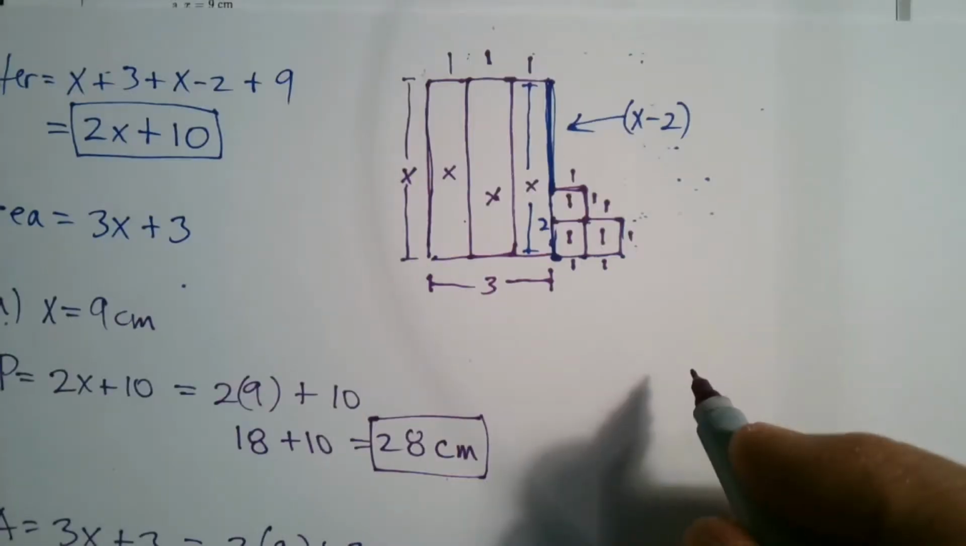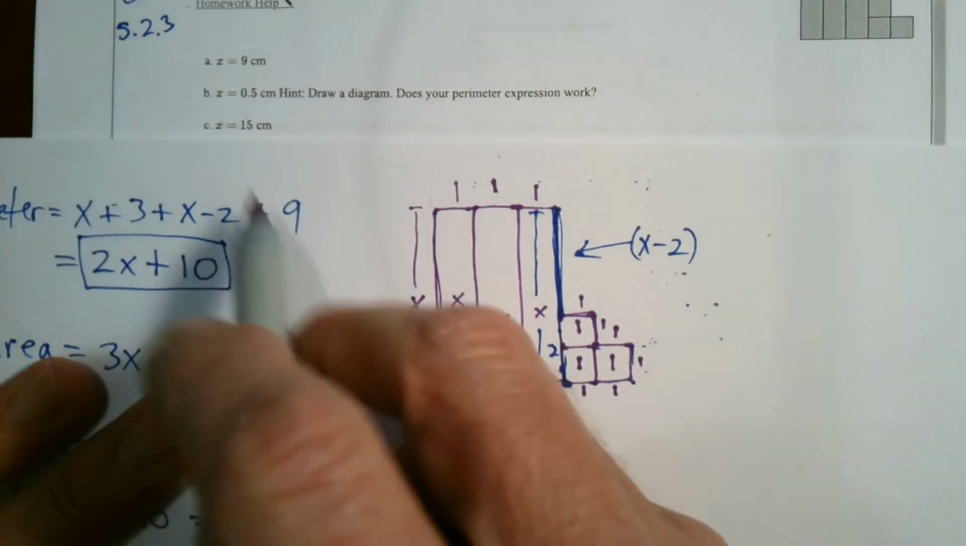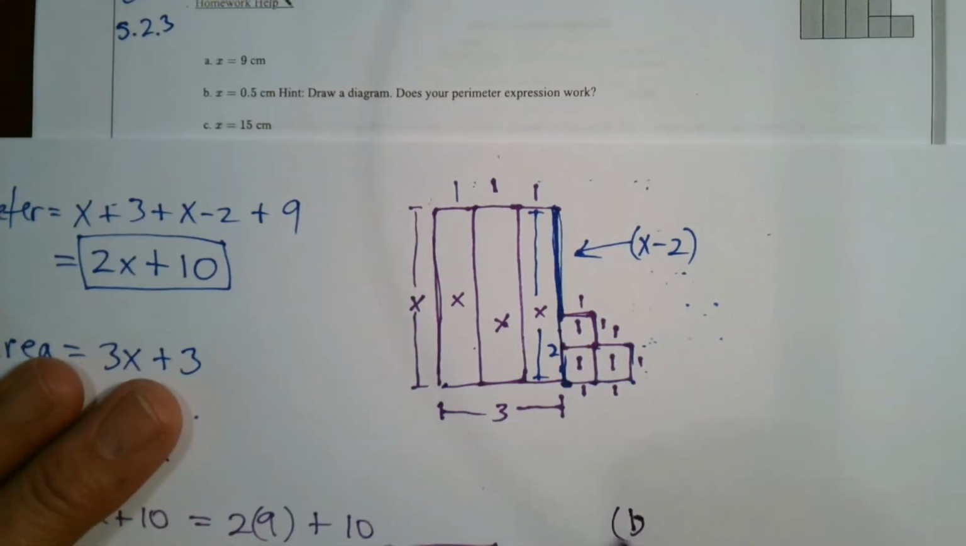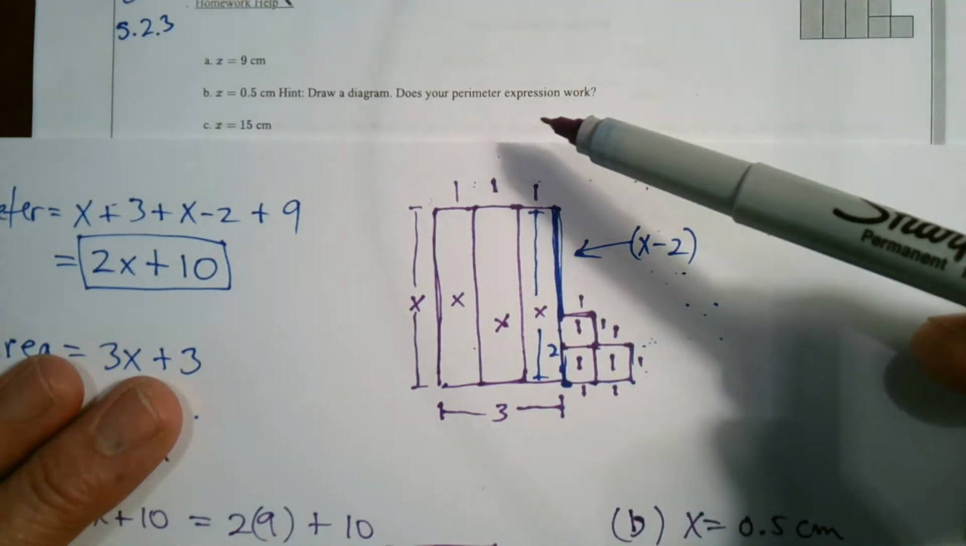Now B. B is unique here. So let's look at B again. B says x equals 0.5 centimeters. So I want for B to consider x being 0.5 centimeters. It gives us a little hint though. It says, draw a diagram. Does your perimeter expression work?